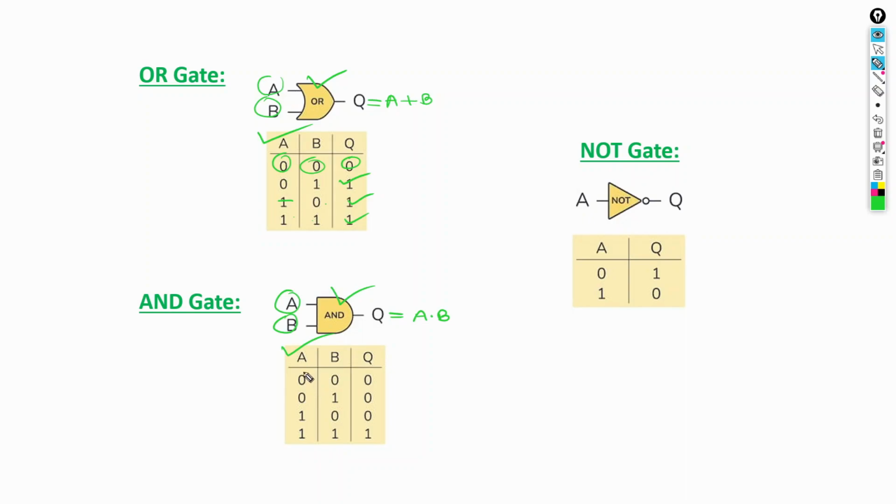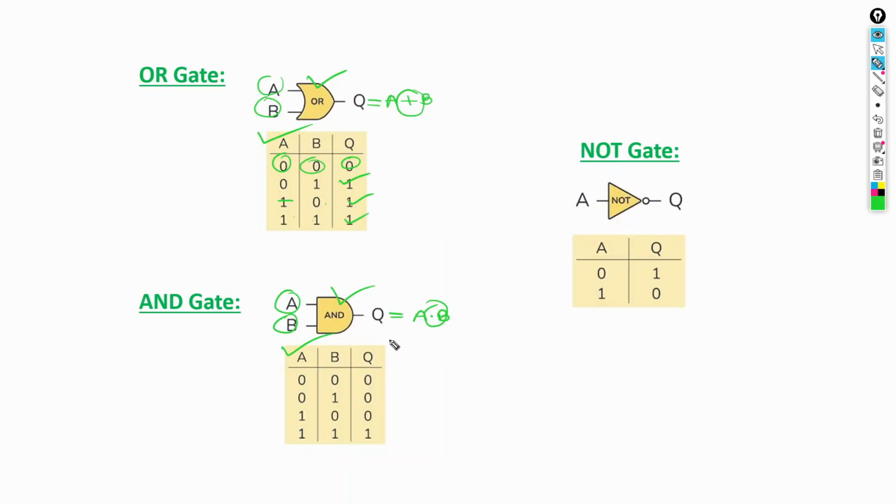But in this case, it should be remembered that the plus and dot here are used: in the OR gate we use plus and in the AND gate we use dot. So this plus and dot are different from the general algebraic plus or multiplication. These are logical addition and logical multiplication.